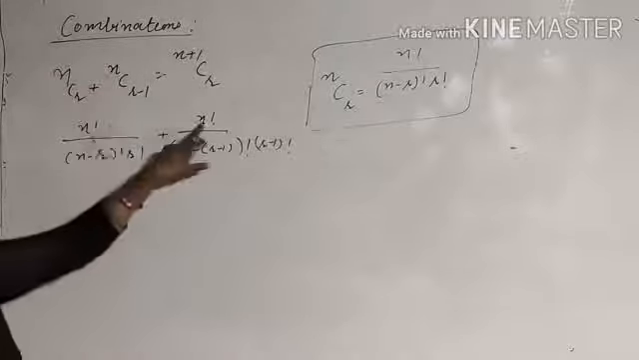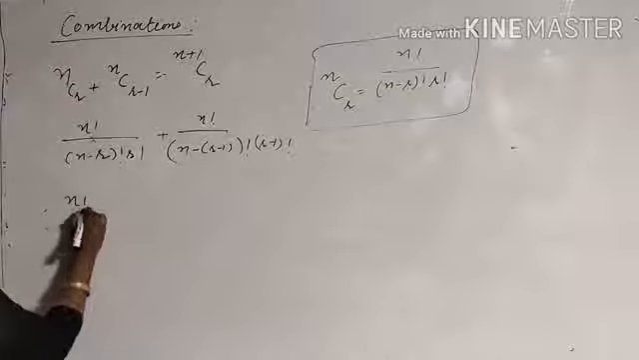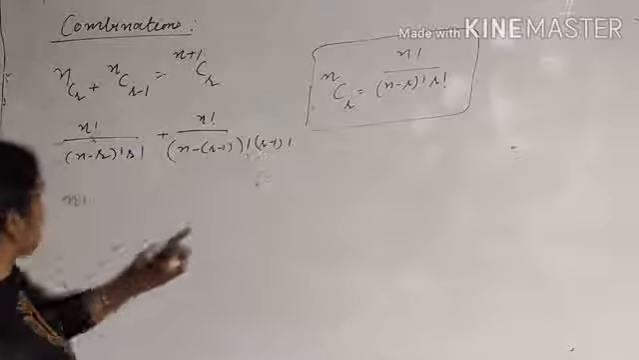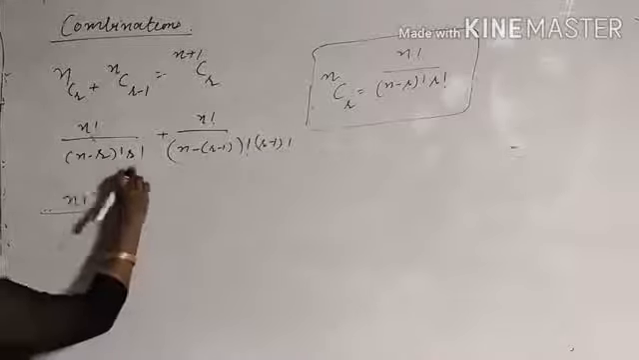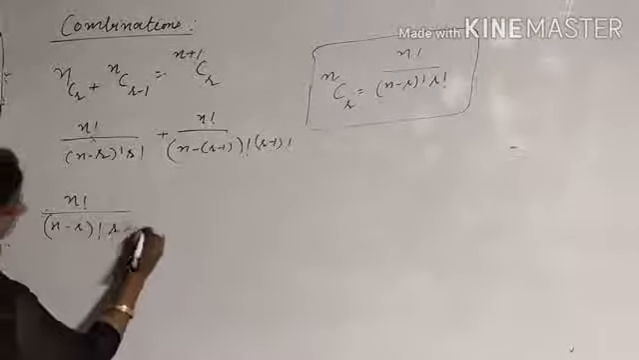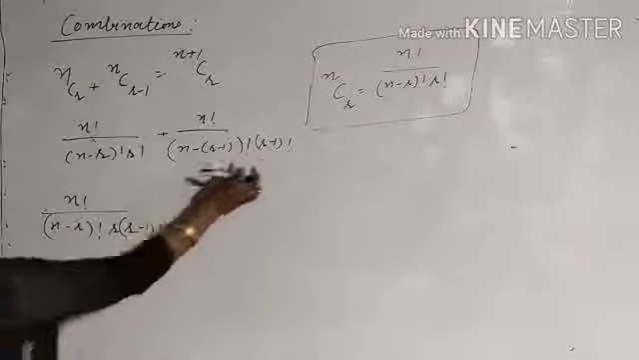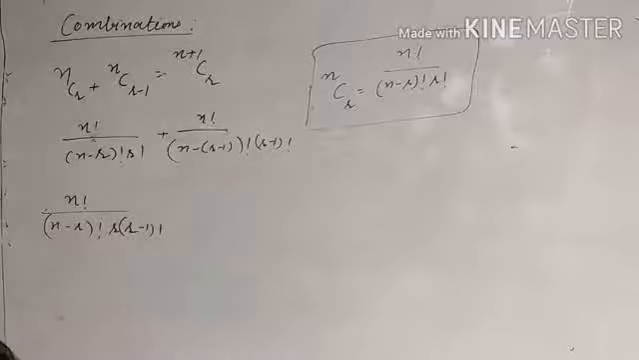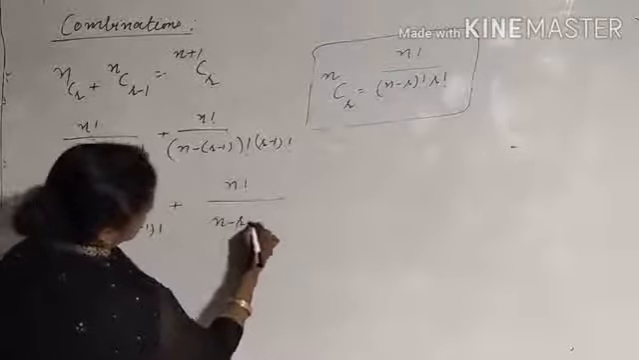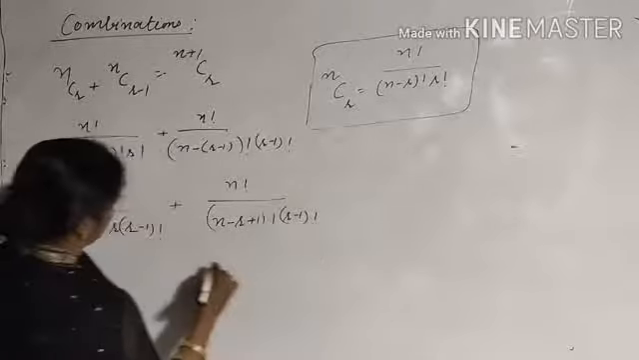Now see, in the numerator of both the terms we have n factorial, so n factorial can be taken common. In the denominator, here it is r factorial, here it is (r minus 1) factorial. So first let's simplify these. This is (n minus r) factorial, r into (r minus 1) factorial. This r factorial, I put it as r into (r minus 1) factorial, so that this (r minus 1) factorial can be taken out, plus n factorial over (n minus r plus 1) factorial, (r minus 1) factorial.